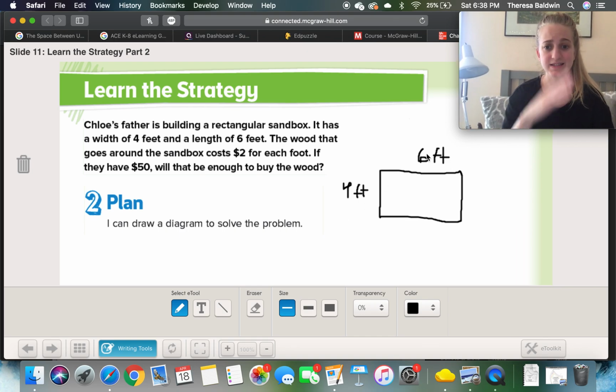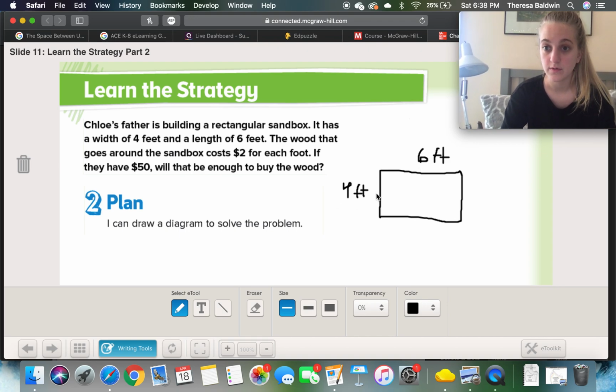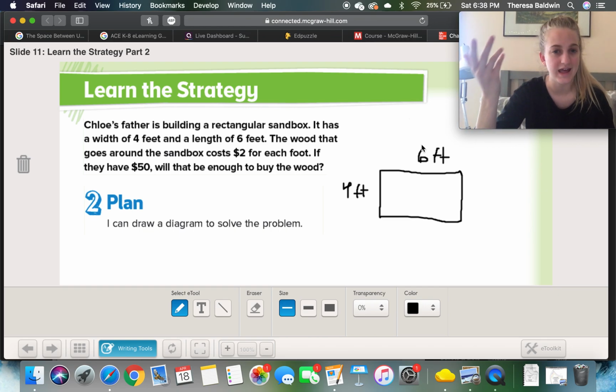And I don't just need 6. I need the full rectangle. I need it all the way around my sandbox, otherwise the sand is going to spill right out. So let's measure. First we have 4 feet, so we can add. Remember I said perimeter is side plus side plus side plus side. You're just measuring it all and adding it up.